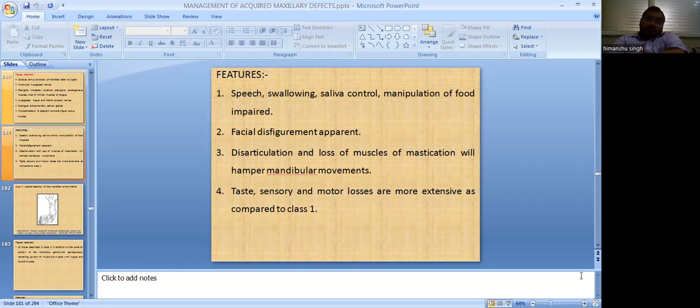Features include that speech, swallowing, saliva control, and manipulation of food are impaired, and facial disfigurement is apparent. Disarticulation and loss of muscles of mastication will hamper mandibular movements. Taste, sensory, and motor losses are more extensive as compared to class 1.